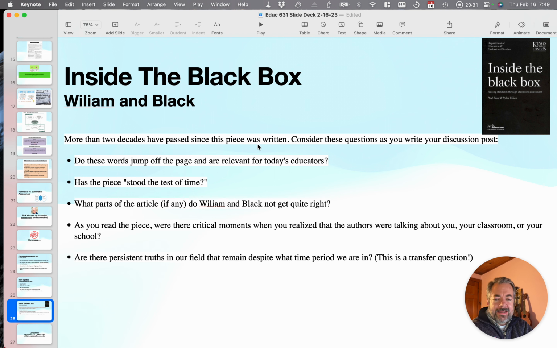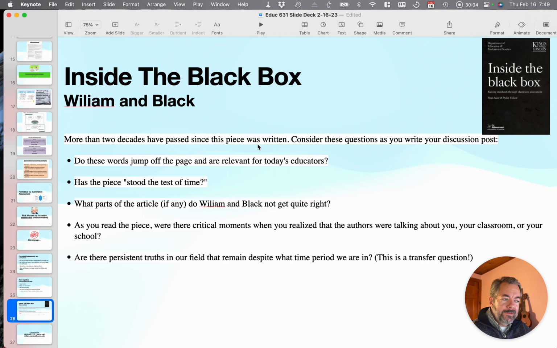So back in 98, William and Black wrote this article called Inside the Black Box. And the purpose of the article really wasn't written as much for you or me. And of course, 98 was like 2.5 decades ago. But this article probably was one of the first to deal with formative assessment, or as he called it at the time, classroom assessment. It just wasn't something that we talked about much. Again, assessment was taking tests, or big tests, small tests, quizzes, those sort of things.